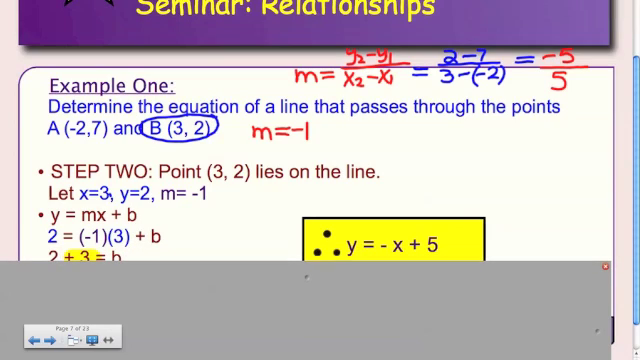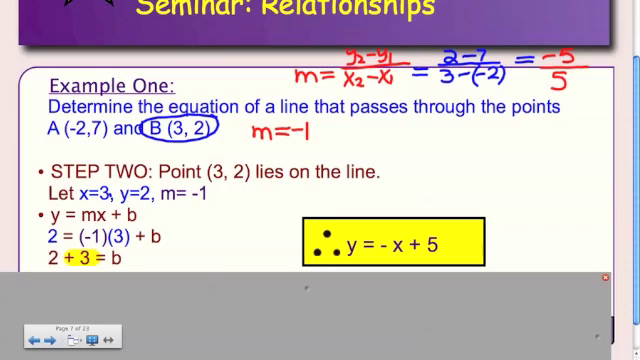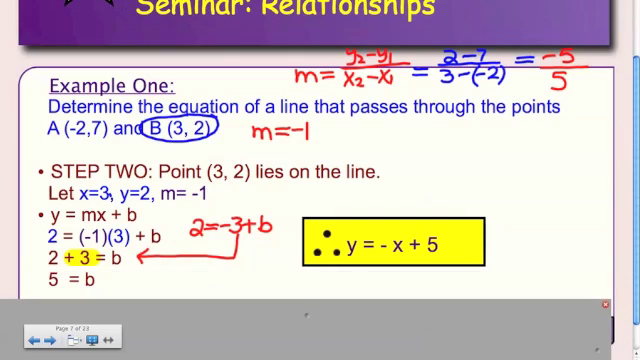So when you do that, you get 2 minus 3 is equal to b, but we want to move all the numbers over to one side. So, I kind of skipped a step here. 2 is equal to negative 3 plus b. Then, to move all the numbers to one side, we make the negative 3 into a positive 3, move it over to the other side, so that b is equal to positive 5.